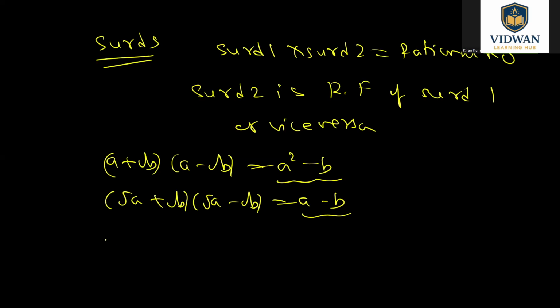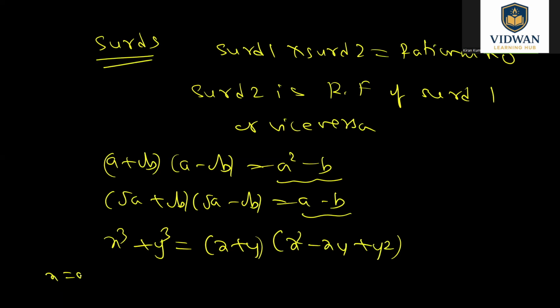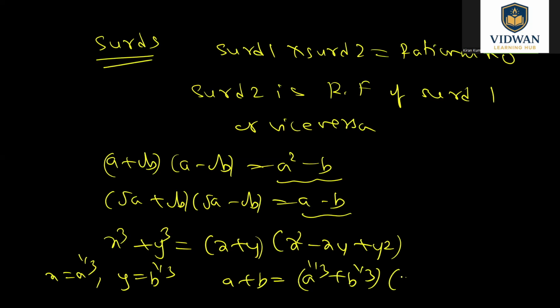This is when you have square root. Similarly, when you have cube root, you already know the formula for x cube plus y cube, or a cube plus b cube: x plus y into x square minus xy plus y square. So in this formula, suppose I take x as a power 1 by 3, y as b power 1 by 3, the left hand side will become x cube is a, y cube is b. In the right hand side, x plus y means a power 1 by 3 plus b power 1 by 3 into x square is a power 2 by 3, xy is a power 1 by 3, b power 1 by 3, plus y square is b power 2 by 3. So since the product of these two is a rational number a plus b, for the first one, the second is the rationalizing factor, for the second, the first is the rationalizing factor. Same concept I used.